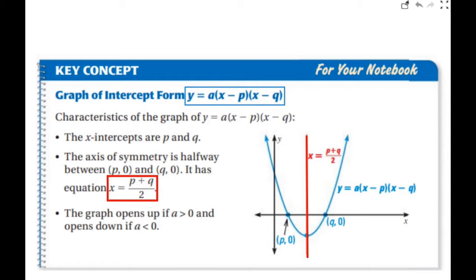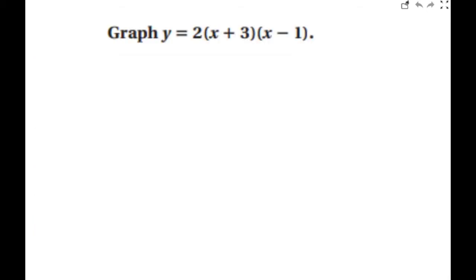The leading coefficient concept is similar to vertex and standard form. If it's positive, the graph opens upwards, and if it's negative, the graph opens in the downward direction. Let's have an example now.